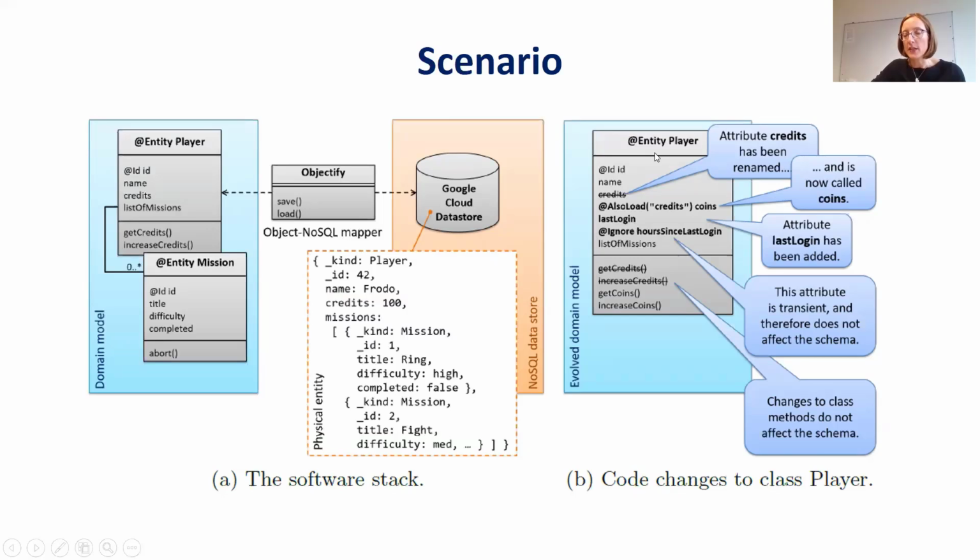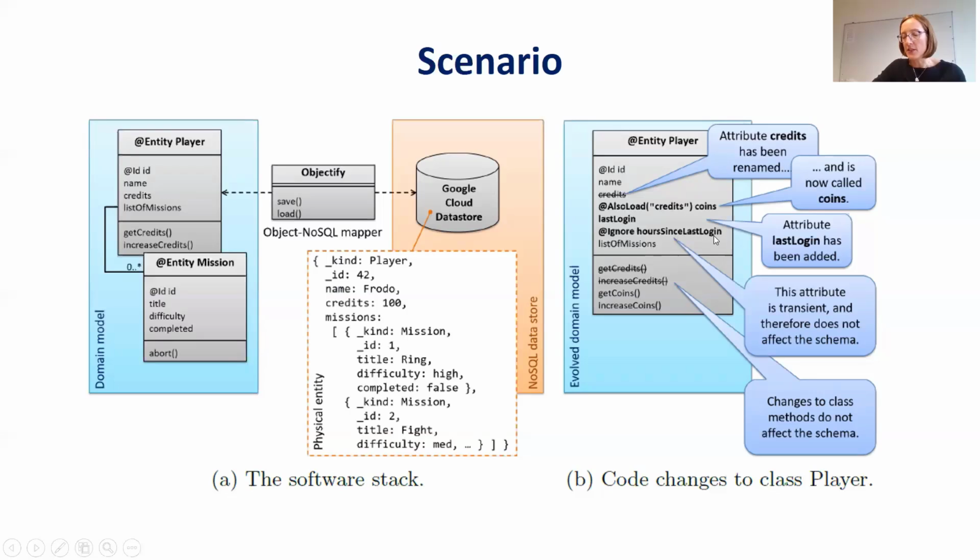So here's a changed player class declaration. The attribute credits has been removed and renamed to coins. And these object mappers support renaming by an annotation called AlsoLoad. So please also load the credits in a legacy entity and treat it as the coins. Last login has been added.